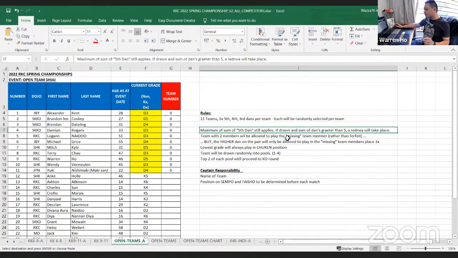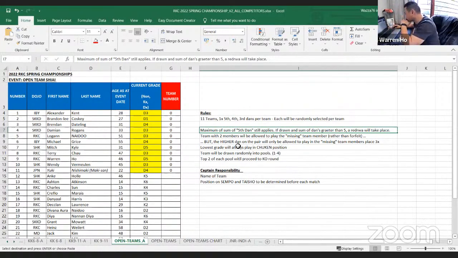Okay, so one of the other rules is the maximum sum of 5th Dans still applies. So if drawn and the number of Dans is greater than 5, a redraw will take place. So for instance, needing a 5th Dan, if there's someone else allocated to my team who is 1st Dan or higher, they won't be allowed on my team because of the maximum of 5. They will be redrawn until they get into a team that fits the criteria. My expectation is hopefully it will be spread out nice and even amongst all the competitors. That's the expectation. So let's see. Maybe I shouldn't have done this live.